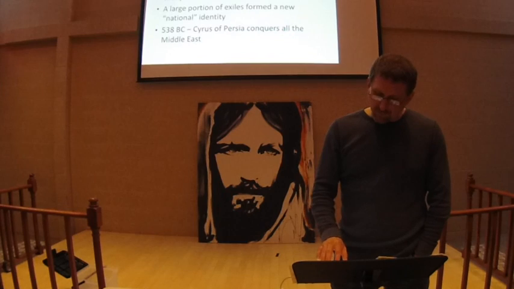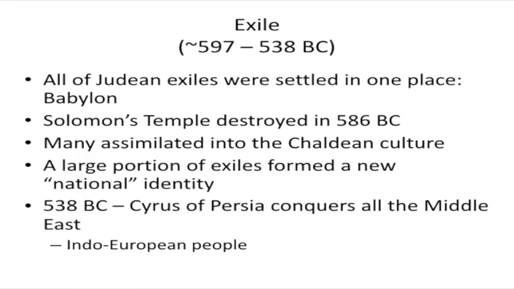So in this exile period, all the Judean exiles were settled into one place in Babylon. Solomon's temple was destroyed. The first temple was destroyed in 586. Many were assimilated into the Chaldean culture. Eventually, Cyrus of Persia conquers all of the Middle East.